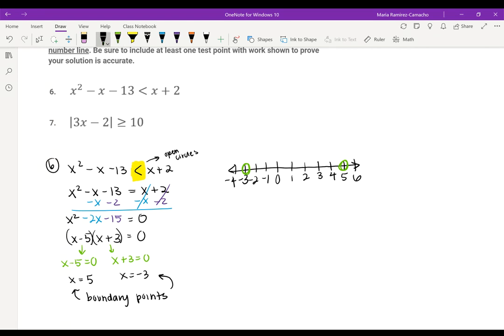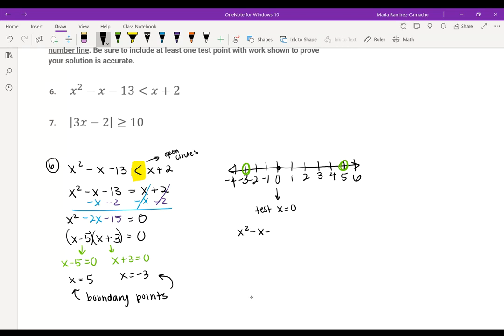Okay, you're welcome to test, and I encourage you to test just to be thorough. One value from each region, something from over here, something between the 2 points, something over here, but just one point is enough. Let's test 0. So if 0 works, we're going to shade that middle region since that's where 0 lies. We're going to plug this into the original inequality.